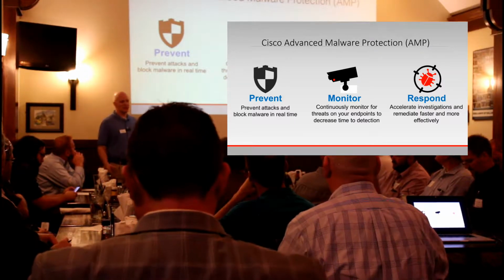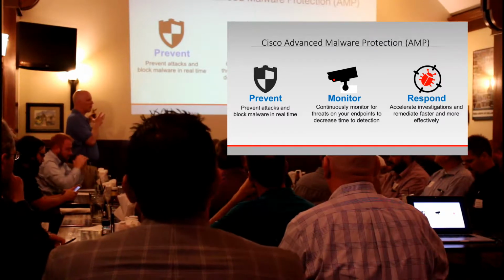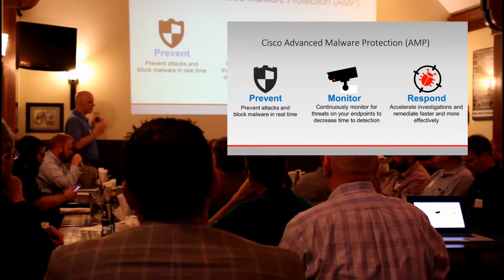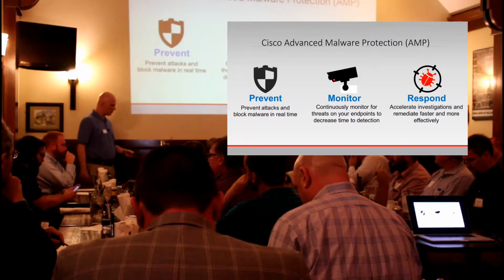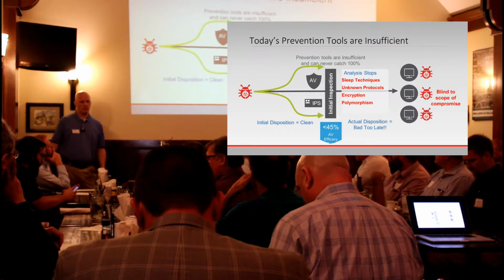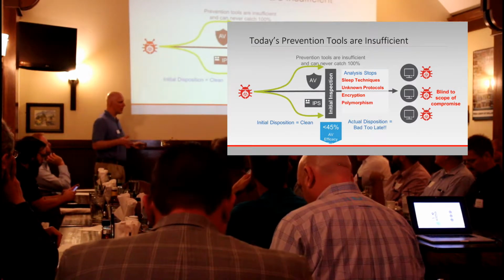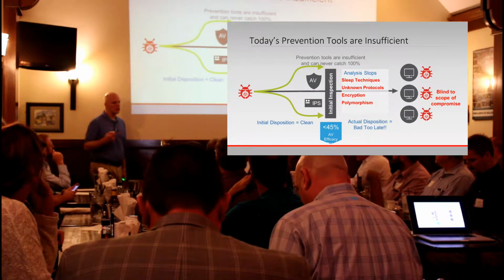So Cisco takes the approach that it will do its best to try to prevent these attacks, continuously monitor these files, and then give you the ability to respond, which I'll expand on here in just a minute. So comparing Cisco to your point-in-time antivirus, Cisco actually has 3 dispositions. The first one is known bad.